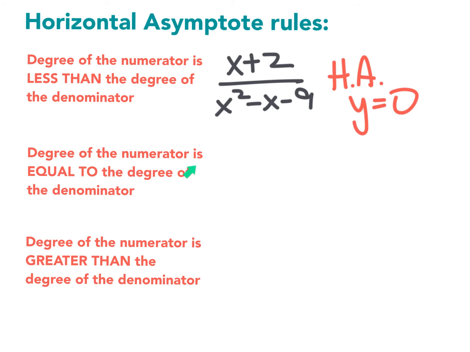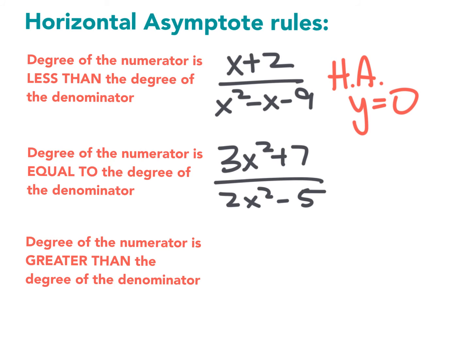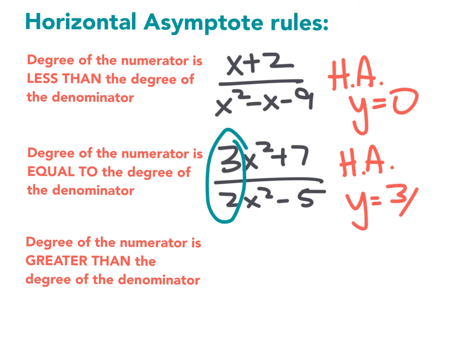Alright, now if the degree of the numerator is equal to the degree of the denominator, so let's say we had 3x squared plus 7 over 2x squared minus 5. This horizontal asymptote will be at y equals, and then you just look at the coefficients. So this is going to be at y equals 3 over 2. But again, that's only whenever these degrees match. In general, we say that the horizontal asymptote is at y equals a over c, a and c being the coefficients of x.